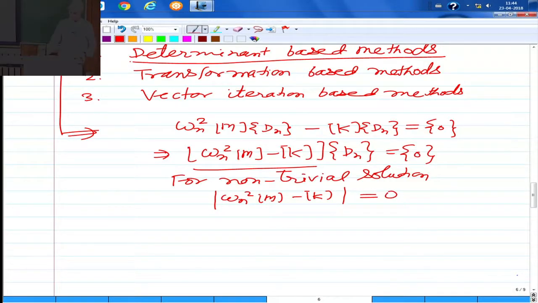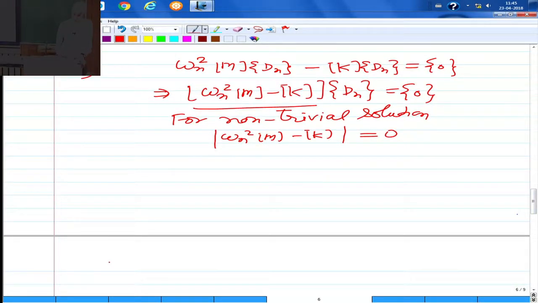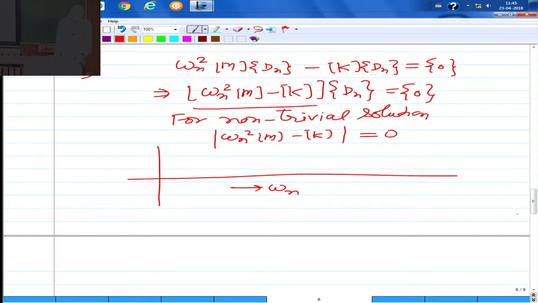So how can you do that? If your assembled mass and stiffness matrices are of size 2 by 2, 3 by 3, 4 by 4, maybe you can open up the determinant, then set up the equation in omega n square, and then you can solve that. Usually an exact solution would be difficult, but then you can solve it iteratively. So what you can do is essentially start with some value. Let us say I take the omega n value on the x axis, and here the determinant, that is omega n square m minus k.